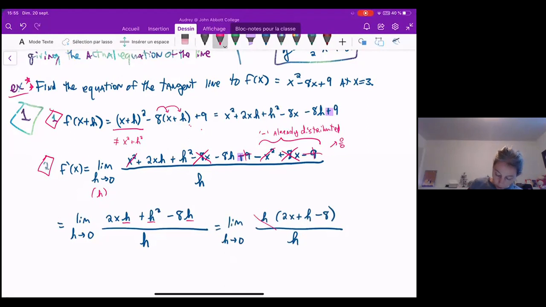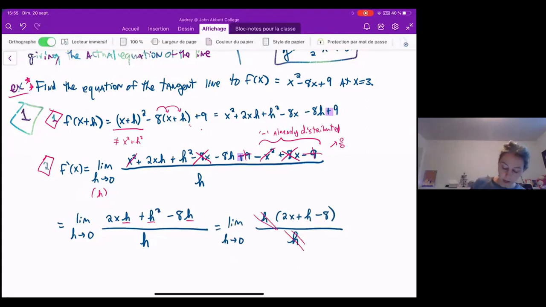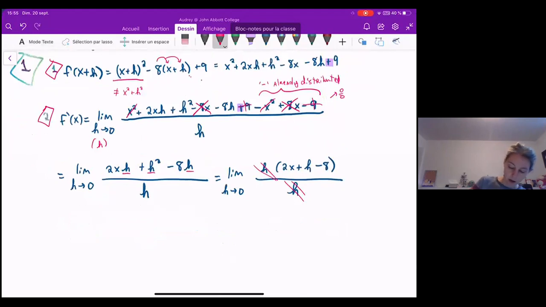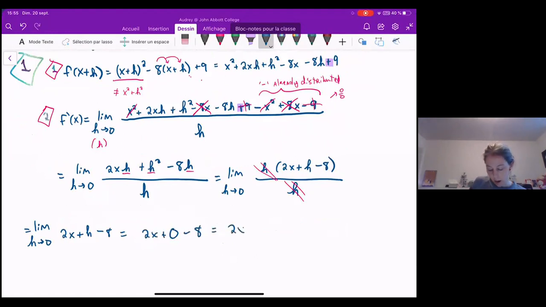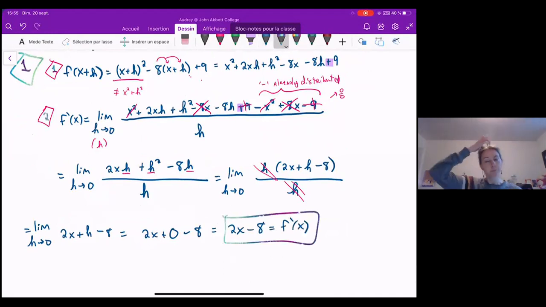Goodbye, goodbye, to give me the limit as h approaches 0 of 2x plus h minus 8, and I am plugging in to h. H gets replaced with 0, and I have that my derivative is 2x minus 8. So I did that using the limit definition.